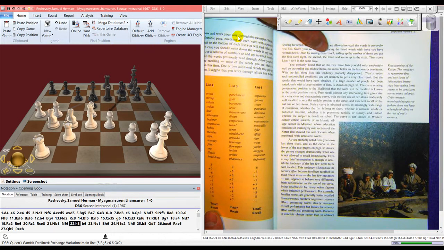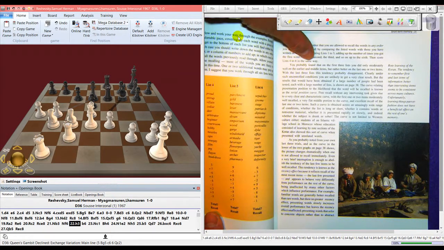Start by scoring list 1 to 3, adding up the number of times you got the first word right, the second, the third, and so on up to the 6th. Then score list 4 to 6 in the same way.